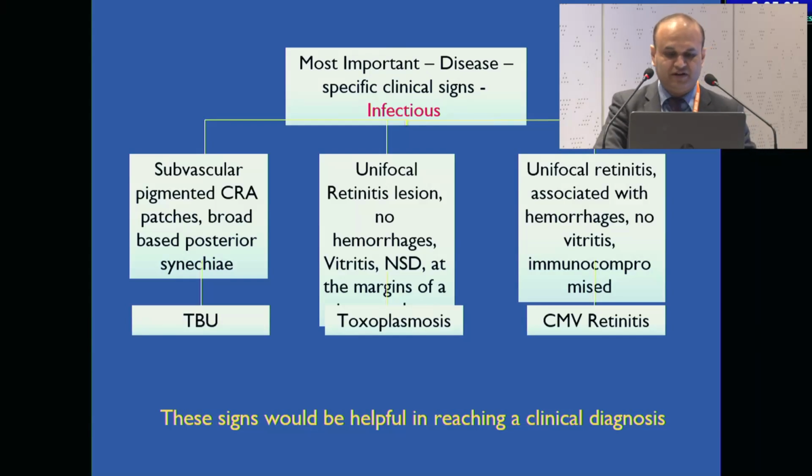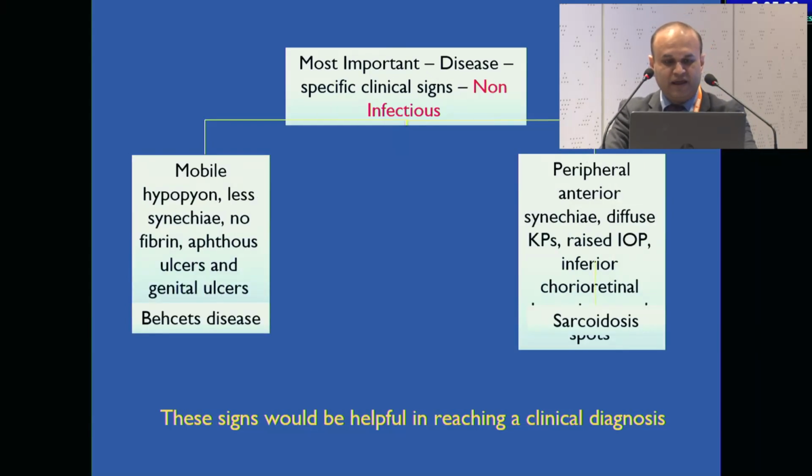Think of CMV retinitis. If you see a mobile hypopyon, history of genital and aphthous ulcers, Behçet's disease. Peripheral synechiae, diffuse KPs, raised intraocular pressure, sarcoidosis. So these are certain clinical signs, which let me just illustrate a few of them.